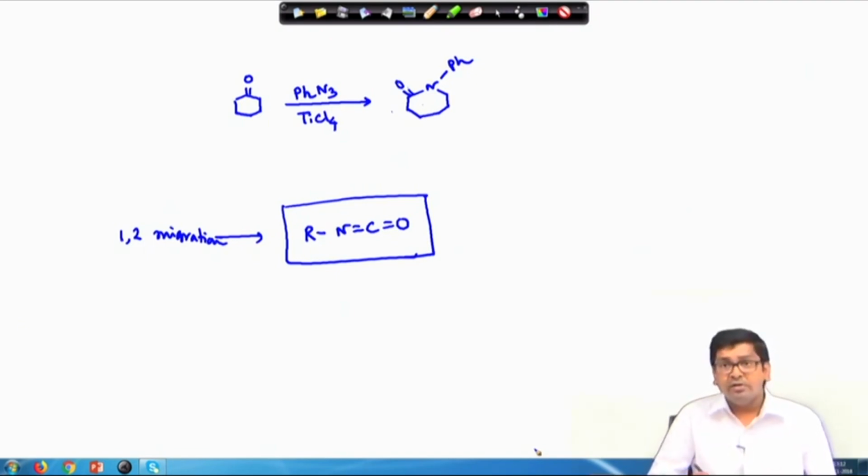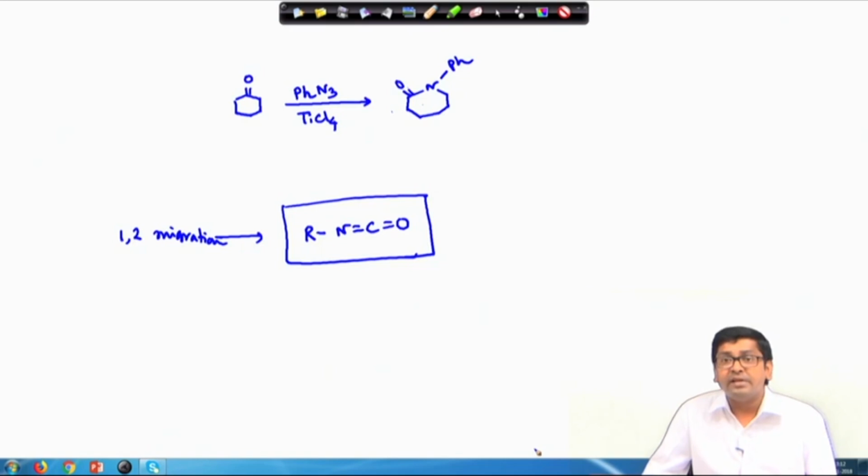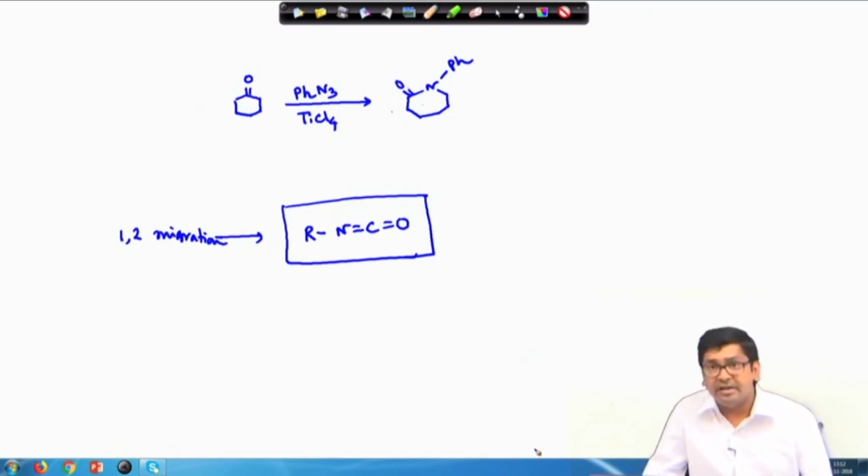So, overall these are all the aspects that we have discussed in this course, that is the reactive intermediates, carbenes and nitrenes. We have discussed all types, starting from their generation, their characteristics, their reactivities and various types of reactions, both for carbenes as well as nitrenes.